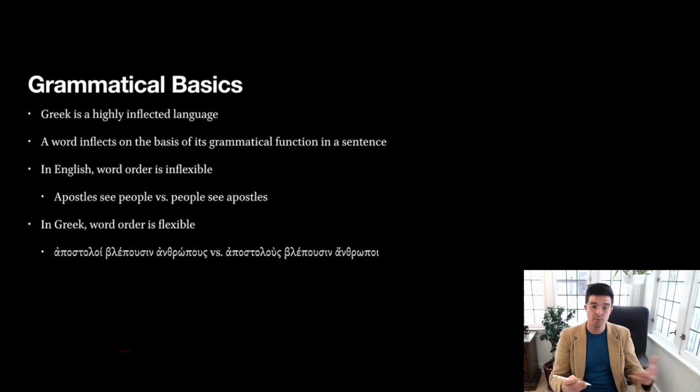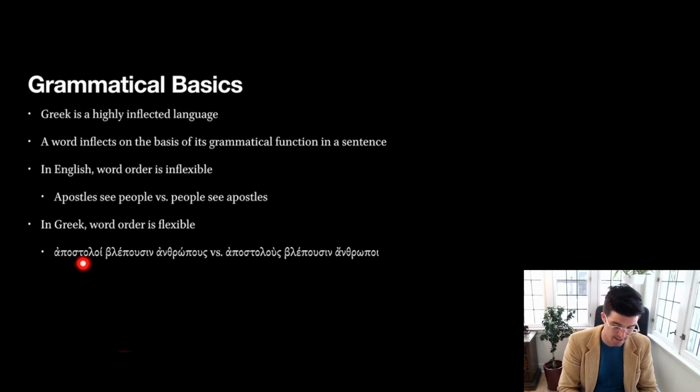The way that we know that this is the subject of the sentence is based on the form of the word. The way that we know that this is the object in this sentence is based on its form.